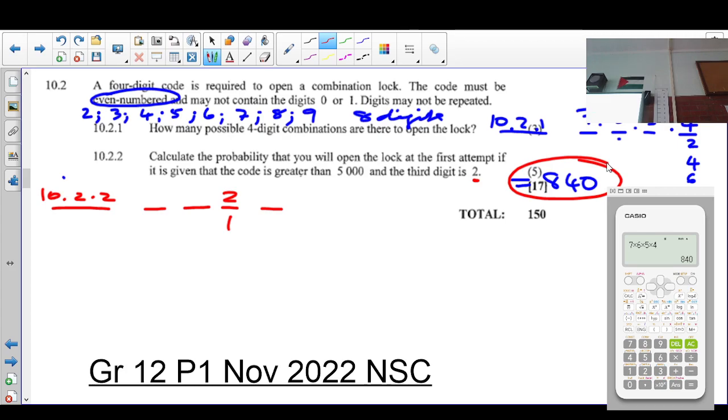Then, how many options do I have in the last bit? It can be a 4, a 6, or an 8. Can it be a 2? No, because a 2 is used in the third bit already. It must be greater than 5,000, so what options do I have for the first bit? 5, 6, 7, 8, and 9.